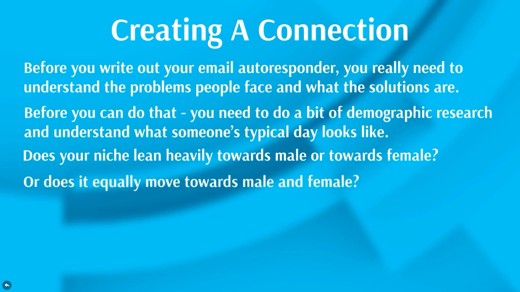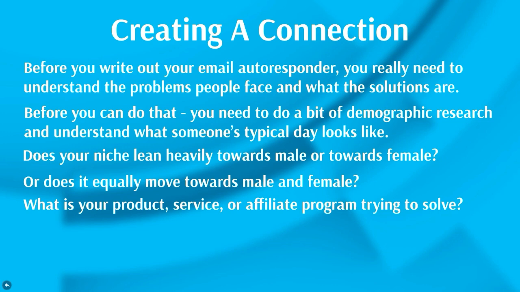Or does it equally move towards both male and female? In other words, for it to lean just towards female, the niche would have to be, let's say, 90% female, or even 95% female, or even 75%. But even at 75%, you're kind of moving towards 50%, so that it's both male and female. But if it's heavily towards males or heavily towards females, 80% or above, or 90% or above, then you want to jot that down. The next question is, what is your product or service or affiliate program trying to solve?